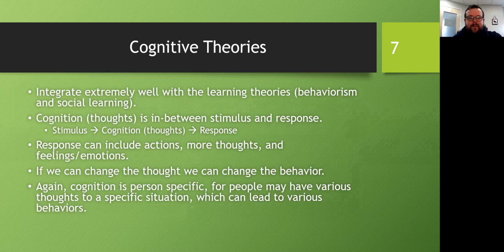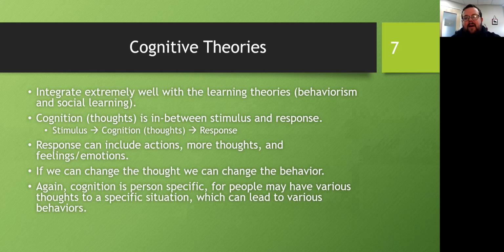behaviorism and social learning. So what we mean by cognitive thoughts is that cognition is the in-between of stimulus and response. Going back to classical conditioning, we have a stimulus and then a response. In this model, in between the stimulus and response, there is a thought. When all that's occurring, an individual can have thoughts as well. Those thoughts can influence how someone responds and acts. So a response is going to include actions, more thoughts, and feelings and emotions.